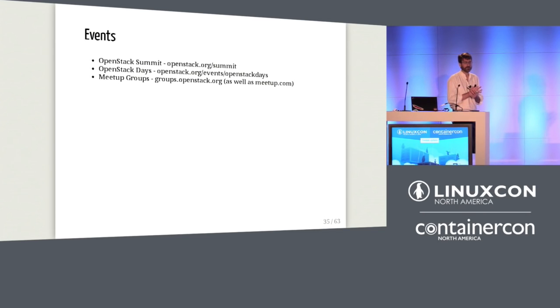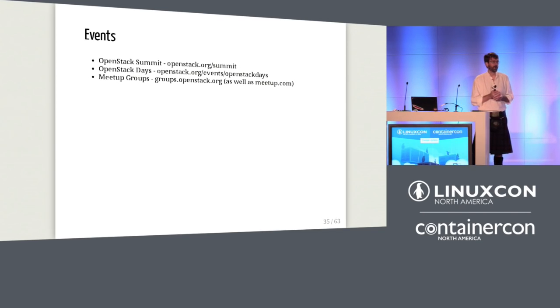We produce two events every year, one in North America and one elsewhere in the world. And the one that's elsewhere tends to alternate between Europe and Asia. So in October, we will be holding OpenStack Summit in Barcelona. And in May, we'll be holding it in Boston in the United States.